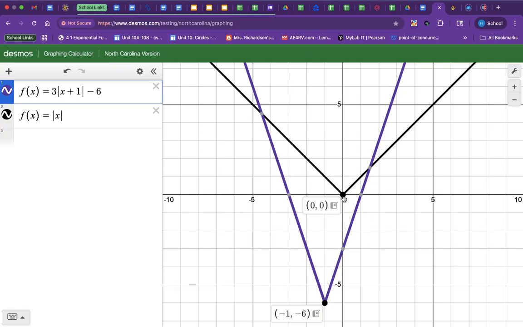Horizontal shifts, remember horizontal means left or right. Again, normally it's here, now it's over here. I had to go down 6 units and I got to go left 1 unit to get to this point. So my horizontal shift is going to be left 1.